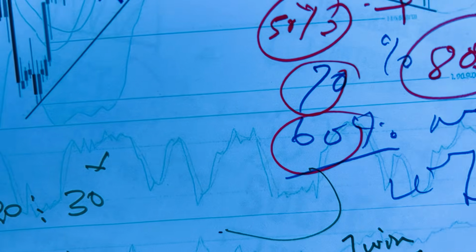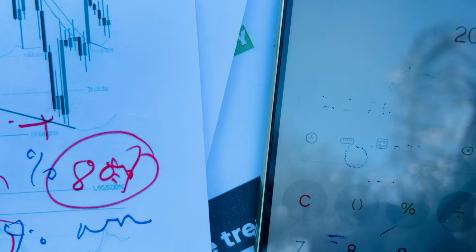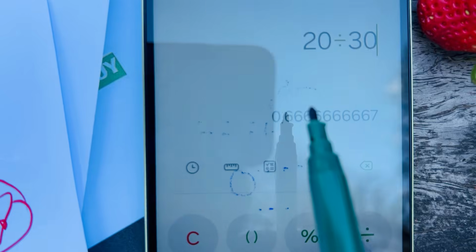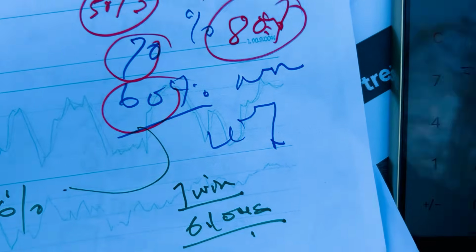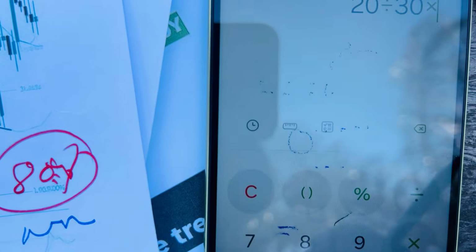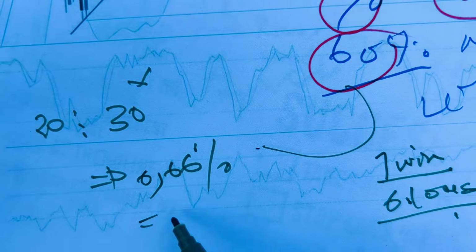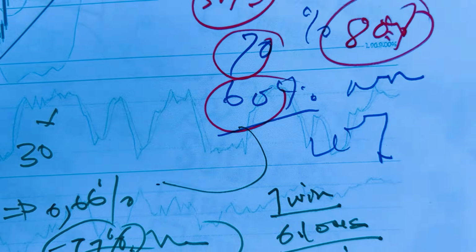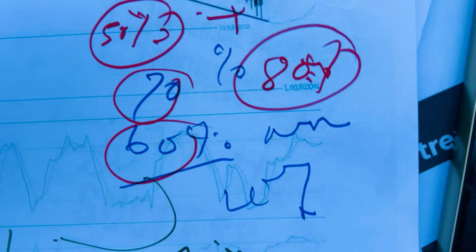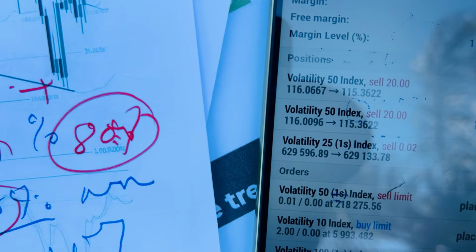If we use our calculator right now, 20 divided by 30 gives us 0.66. You can see 0.66, and this is 66%. If you multiply it by 100, it will give you 66% or 67%. So now we have a 67% win rate just using the Bozza strategy. And if you are still confused, please ask me to explain more.